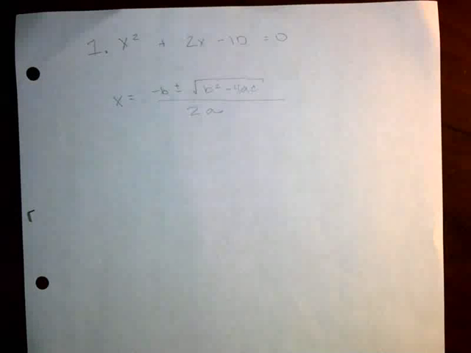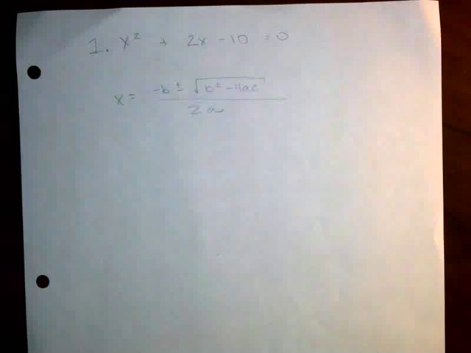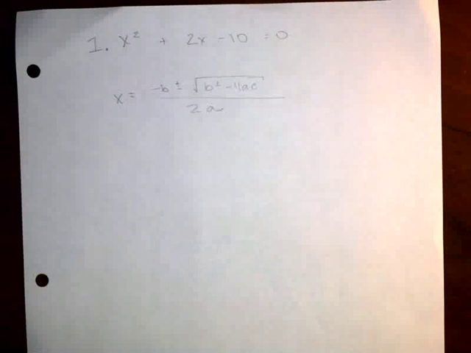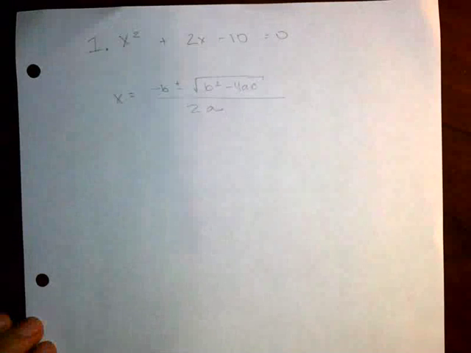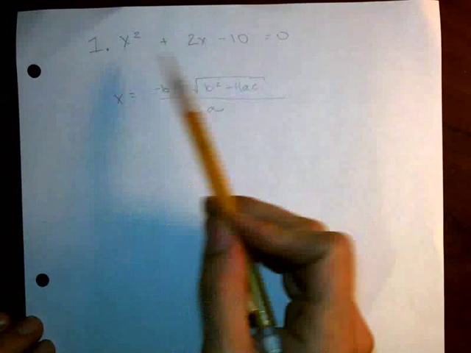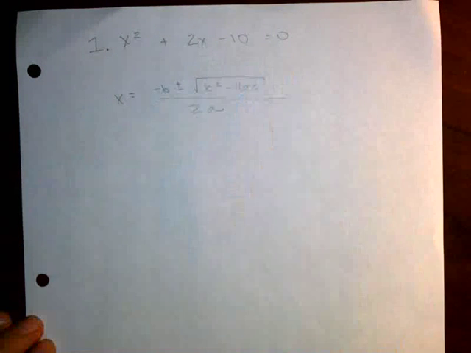Okay, so these are going through some of the problems that were on our quiz. The first problem on the quiz is x squared plus 2x minus 10 equals 0. This isn't an easy factoring problem, so we need to solve it either by completing the square or by using the quadratic formula. So I want to use the quadratic formula.